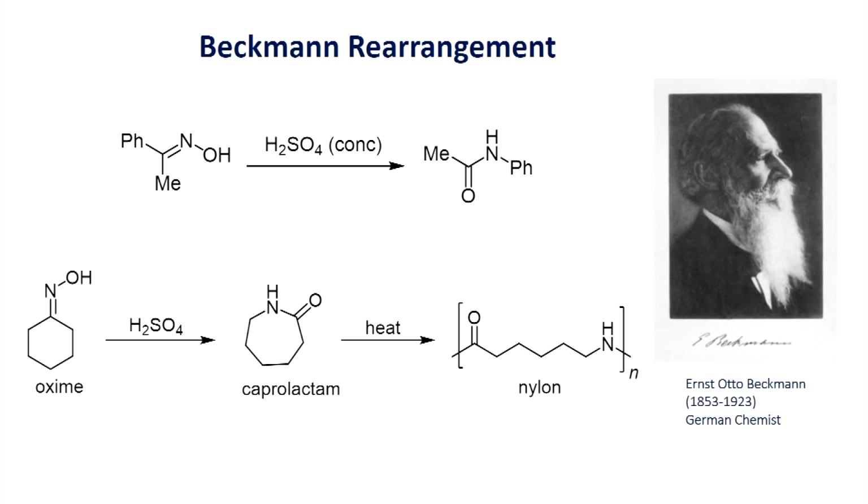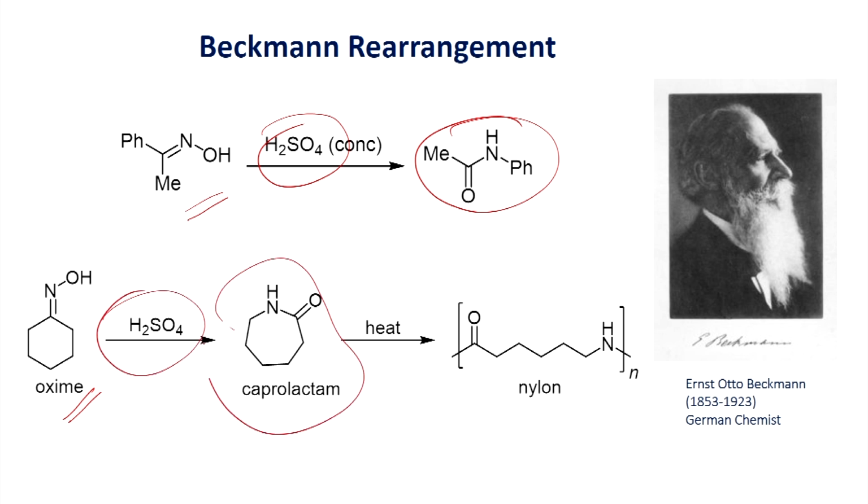Now, let us go for the Beckmann rearrangement, and here the oxime is shown. Oxime undergoes rearrangement in the presence of acid to give the amide as the product. This reaction has wide application. You can see here, for example, if you have this oxime and you react with sulfuric acid, you will be able to form the caprolactam, which is the precursor to make nylon. And when you heat, you will be able to make nylon. This reaction is stereospecific. When you treat with acid, the group trans to the leaving group undergoes migration, and you will be able to get this compound.